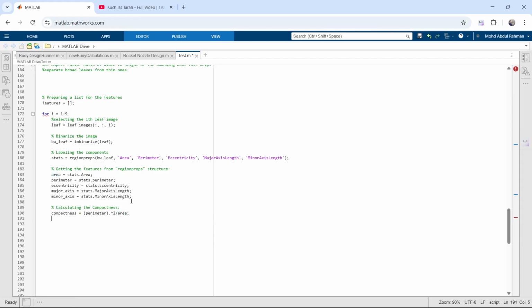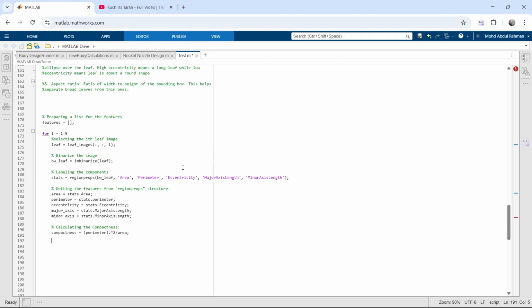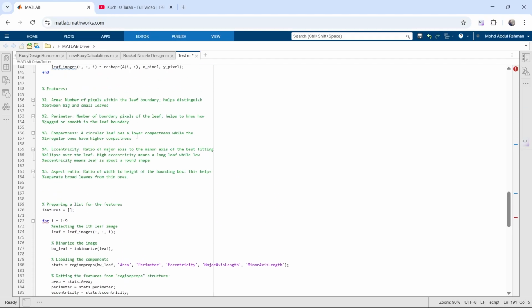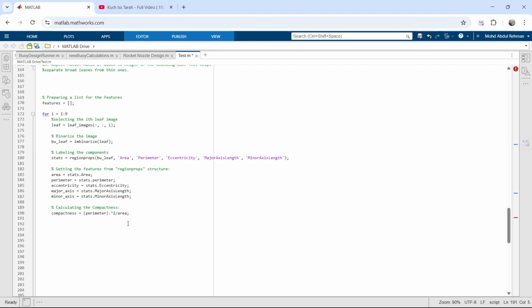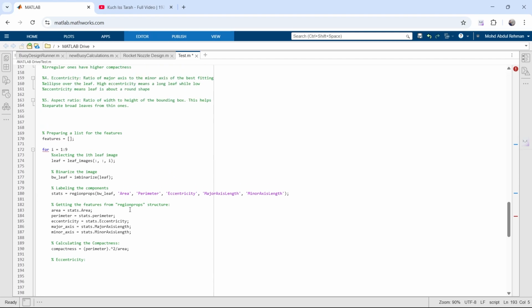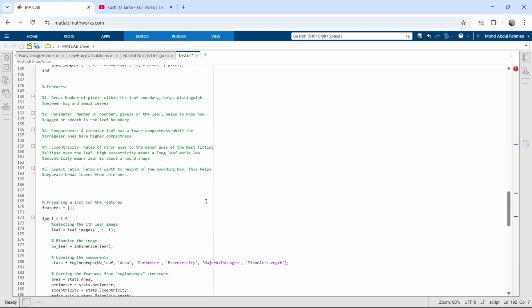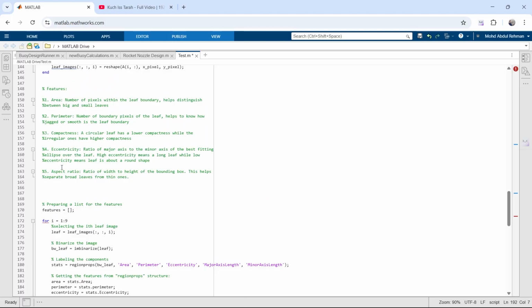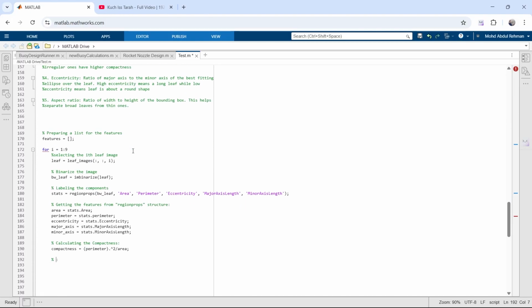Next was eccentricity. Eccentricity we already gave it, right? So we need not calculate eccentricity. Instead what was remaining is: compactness is done, aspect ratio is remaining.